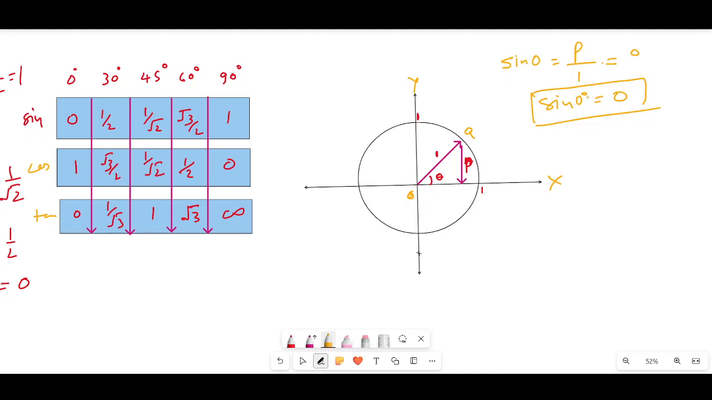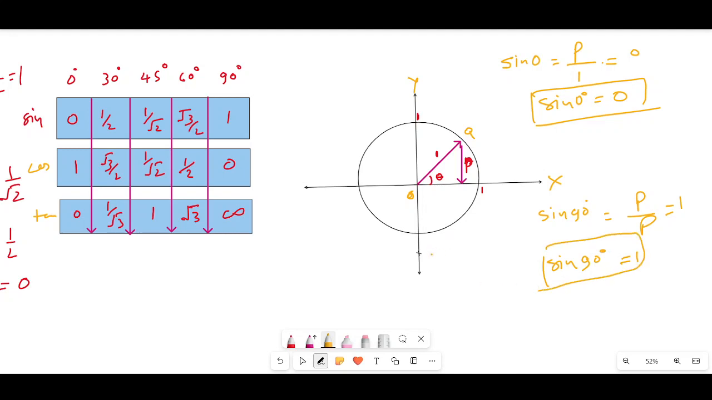Clear? Now if you move this to the y axis, then perpendicular and hypotenuse both are the same. So sine 90 degree is p by p, because both are the same, so 1. So sine 90 degree is 1. That is the point here. Look at the table, sine 90 is 1.